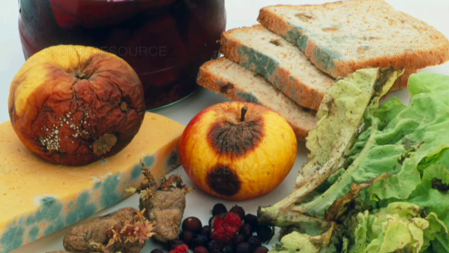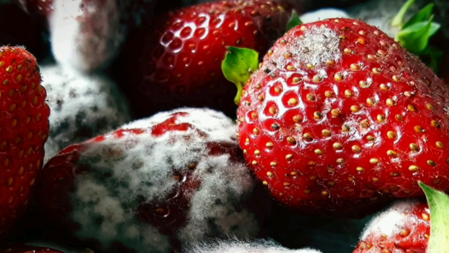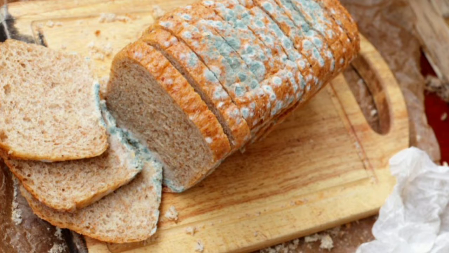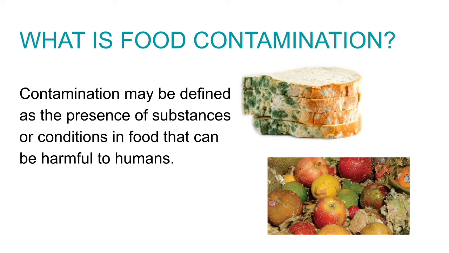So first, before we get into the definition of food contamination, I want you to take a look at the images being displayed. Do these food items look safe for consumption, or do you think these ingredients could be used on a normal day-to-day basis in recipes? The obvious answer here is no, and this is because contamination defines the presence of substances or the conditions in food that can be harmful to humans if it is consumed.